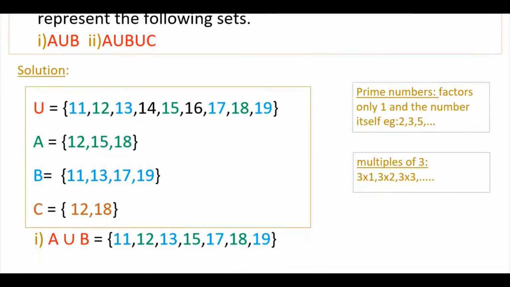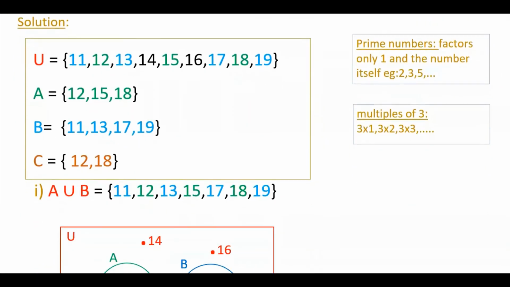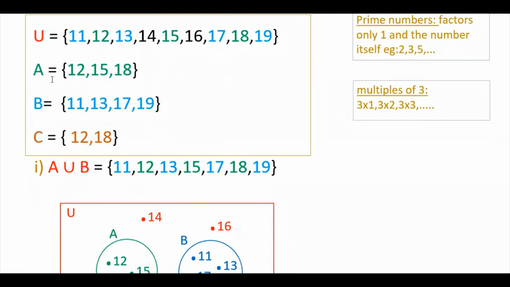Once you write the elements of the sets, then draw the Venn diagrams. The first one is A union B. First take the union of the sets A and B. Here A elements are 12, 15, 18 and B elements are 11, 13, 17, 19. There are no common elements. So write A union B is equal to, in order, 11, 12, 13, there is no 14, 15, 16 is also not there, 17, 18 and 19. Write all the elements here.